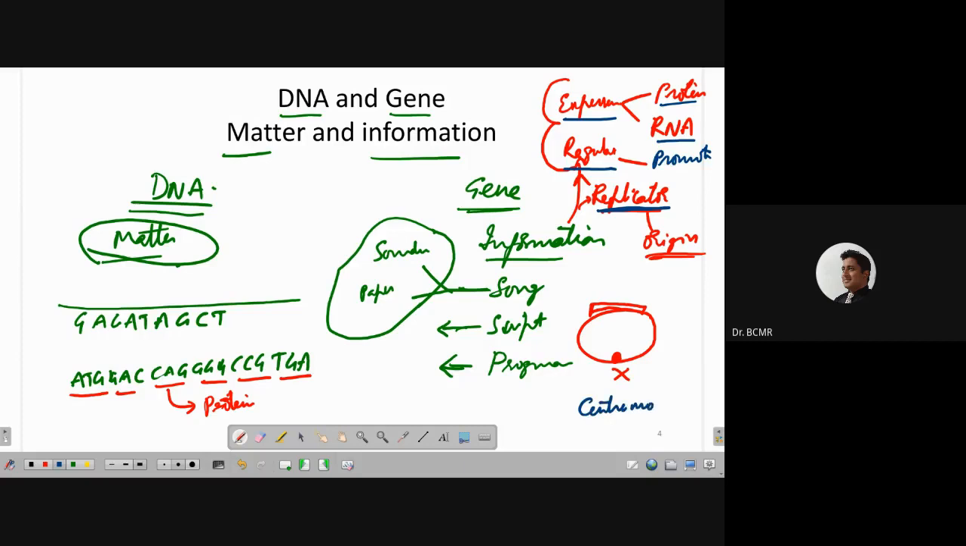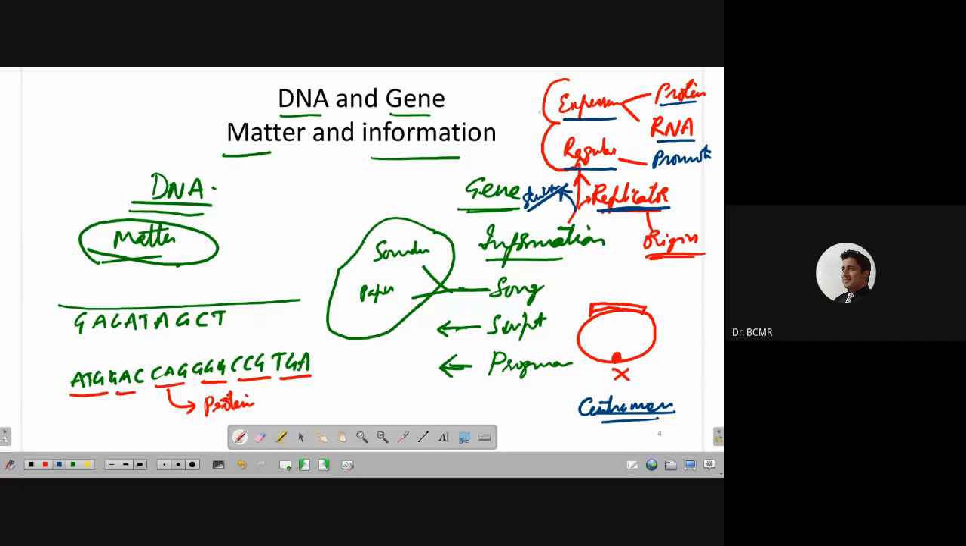Okay, centromeres, are they required? Are they genetic information? Yes, they are genetic information. If we don't have centromeres, chromosome segregation will not occur properly. Then we have telomeres. Are telomeres genetic information? Yes. So we will also add one more point to this, that there should be structural components.